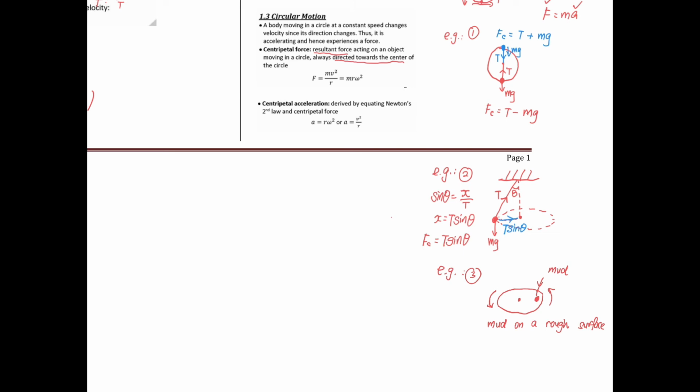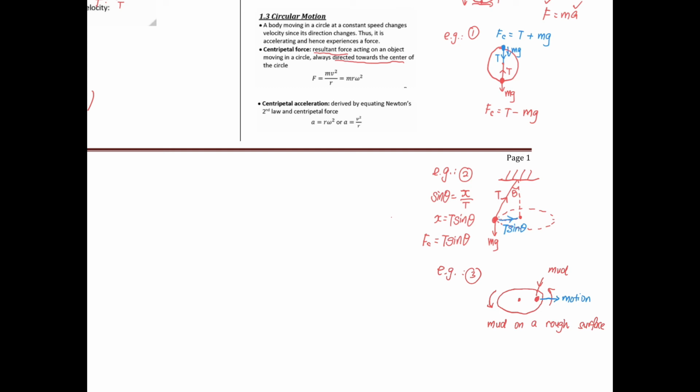When the disc is spinning, the mud has a tendency to be thrown away from the disc. So thrown away means the motion is away from the circle. There is a tendency to be thrown away from the circular disc.